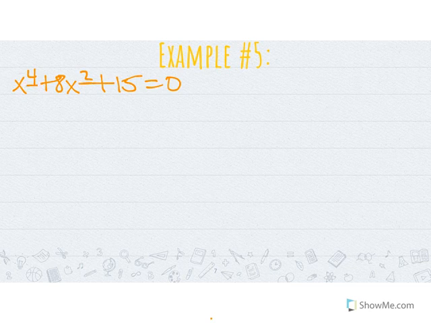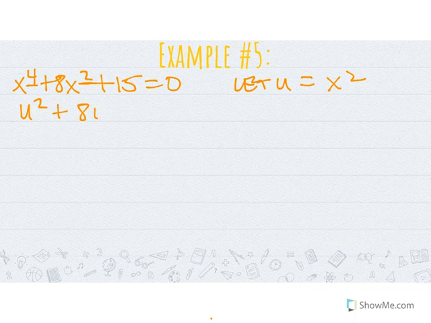This exponent is half of this one, so I am going to let my u equal x squared again. Once I have the x squared in there, I can actually substitute in. So u squared plus 8u plus 15. And then again, this is something that we can actually work with. When we have our 3 terms, no GCF, we're going to use the AC method.